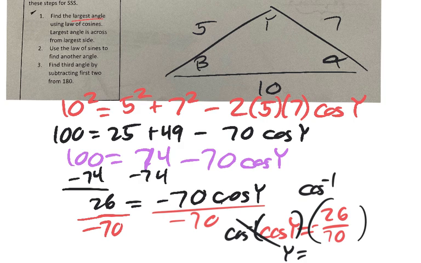What do we get for gamma? 111.8. Everybody on board with that?